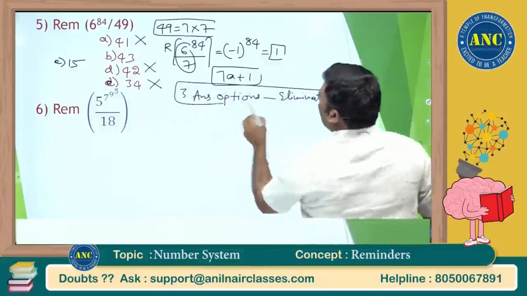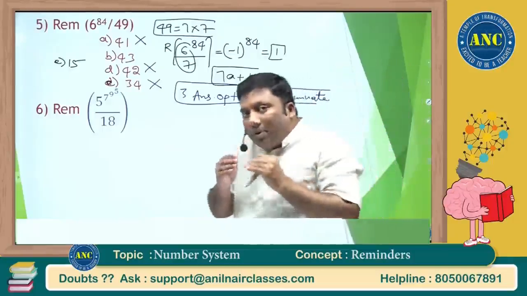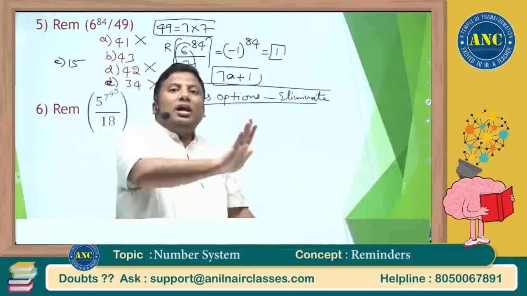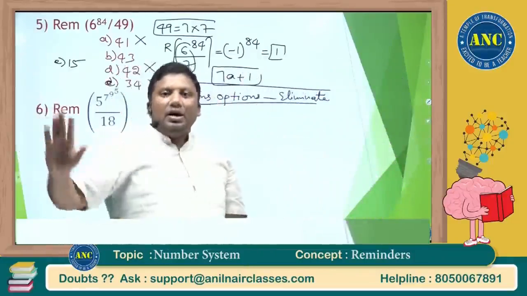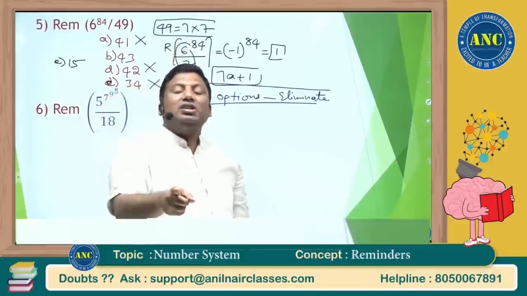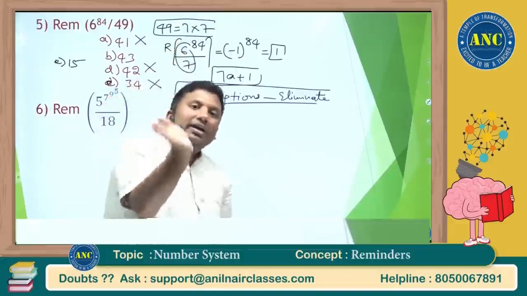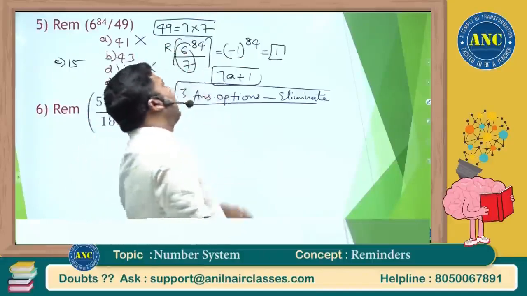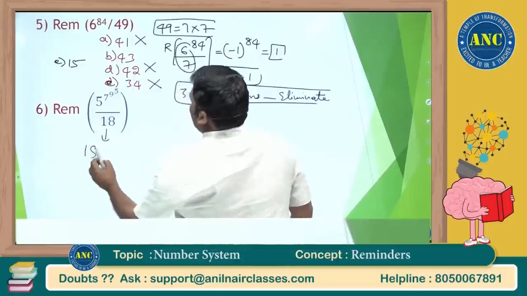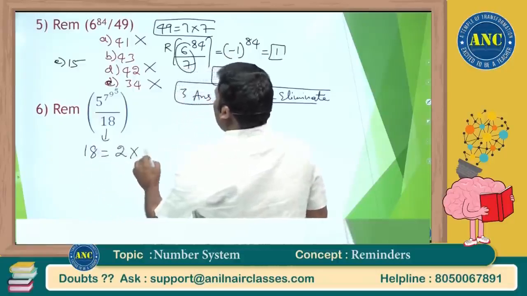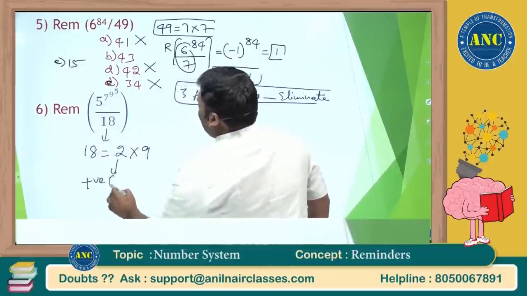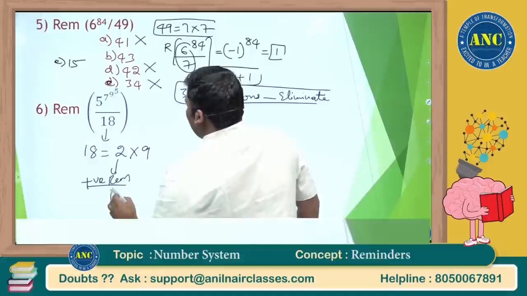I hope the idea is clear. Writing the number as a product of non-coprimes can help us tell that an answer is incorrect. It will never definitely say that this is the only answer. For eliminating incorrect answer options, you can write it as a product of non-coprimes. 18 is 2 into 9. Just 5 divided by 2, remainder 1. The answer when divided by 2 should give a remainder 1.